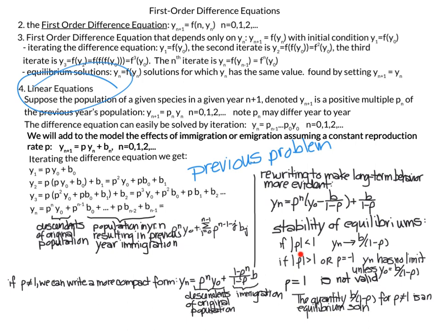Whereas if rho is greater than 1, then this term gets really large, or if rho is equal to minus 1, the term gets very large, and yn has no limit, so it is unstable. And also rho equals 1 is just not allowed because of this 1 minus rho on the bottom. So again, the point is if the absolute value of rho is less than 1, then our solution will approach b over 1 minus rho, and it's a stable equilibrium.